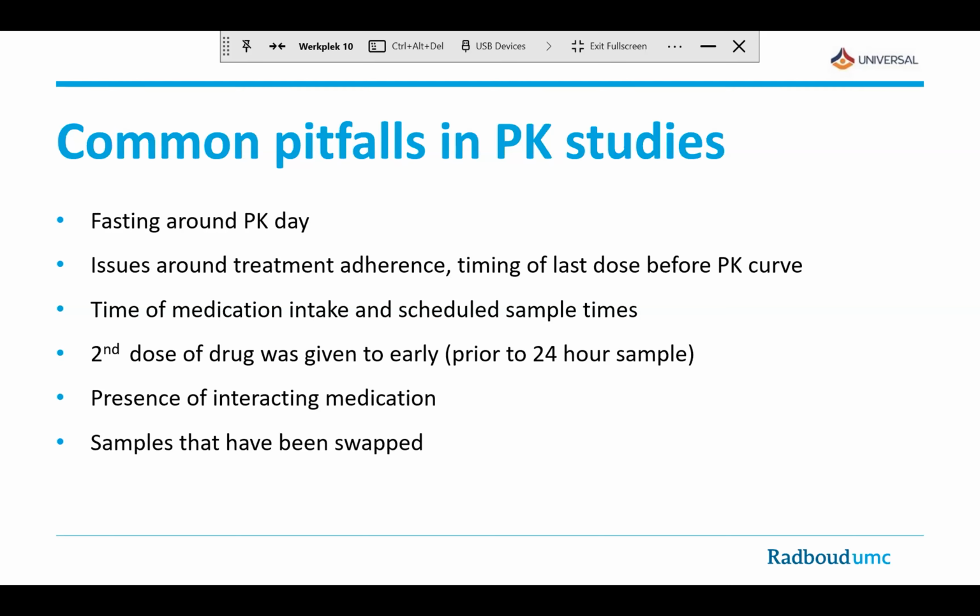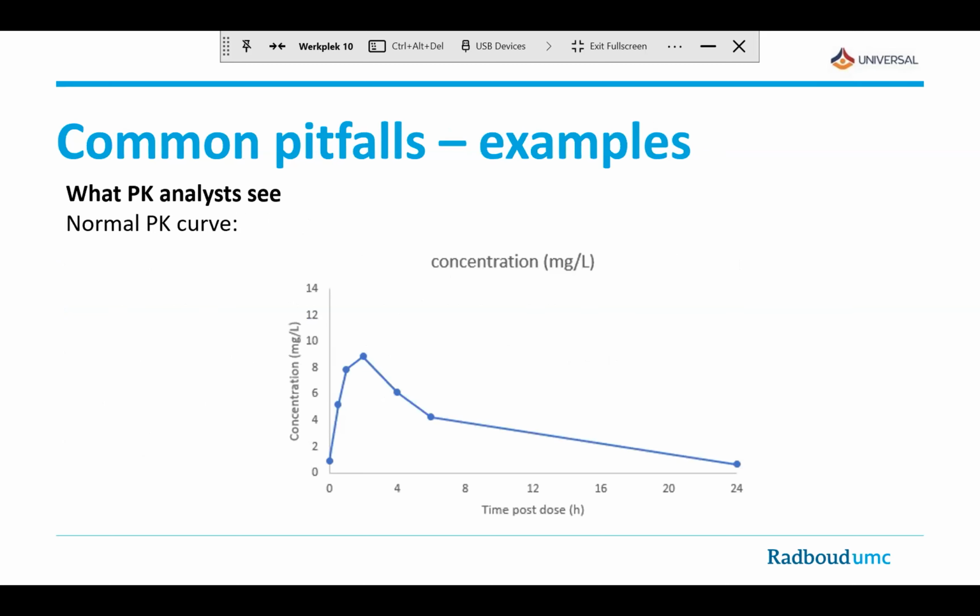Sometimes we see that the second dose of a drug was given too early, halfway through a curve. I will show you an example. Or the presence of interacting medication, which influences the concentrations of a drug as well. And sometimes samples can be swapped. So after centrifugation, the 1 hour and half an hour after dosing samples can be swapped. Don't do that in your curve.